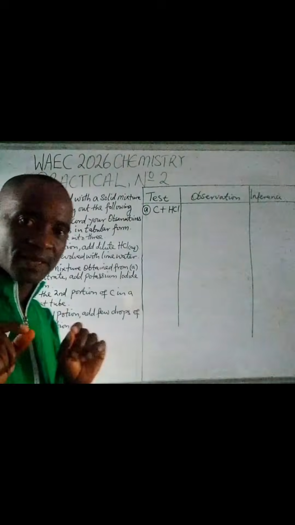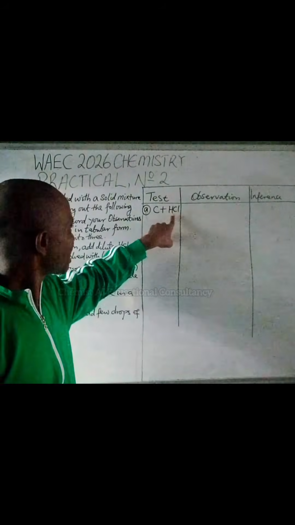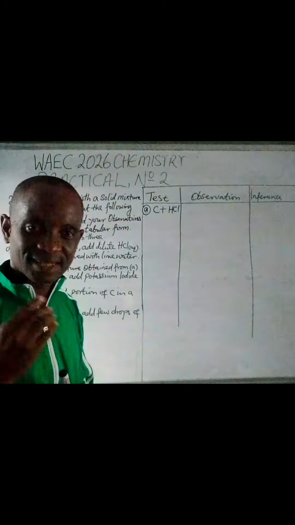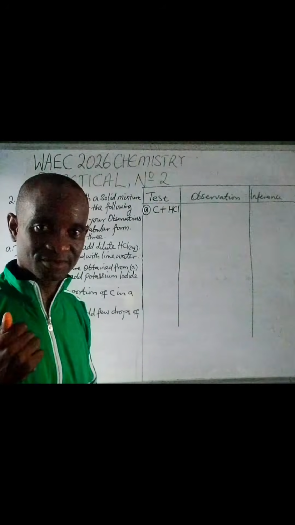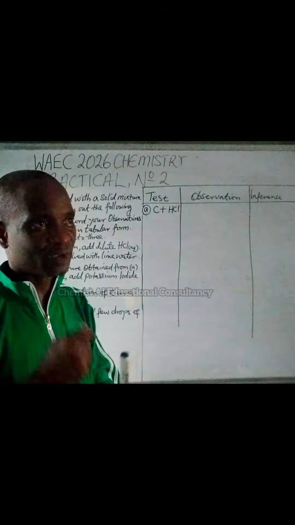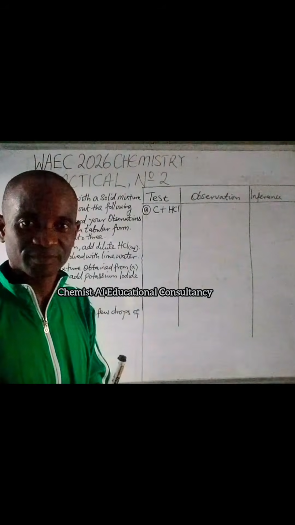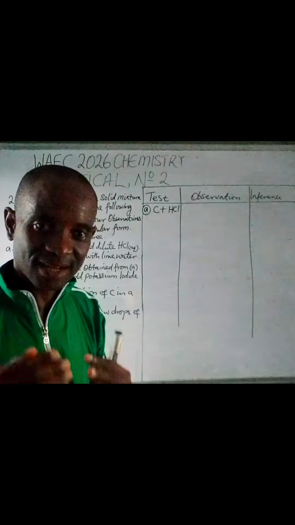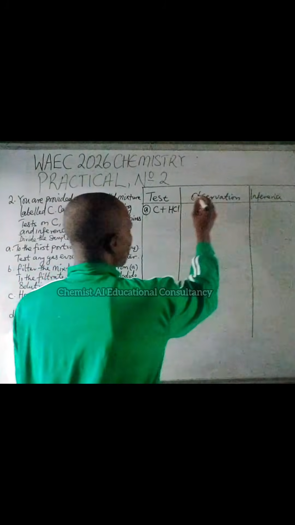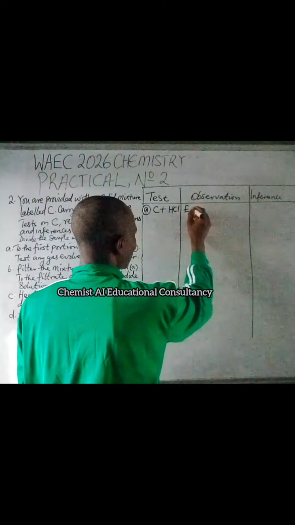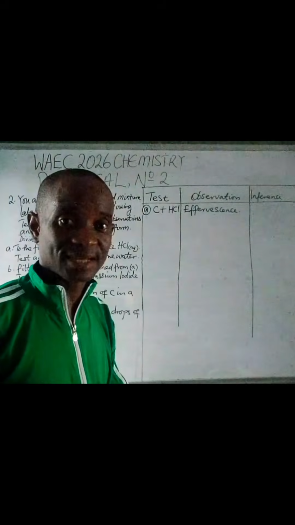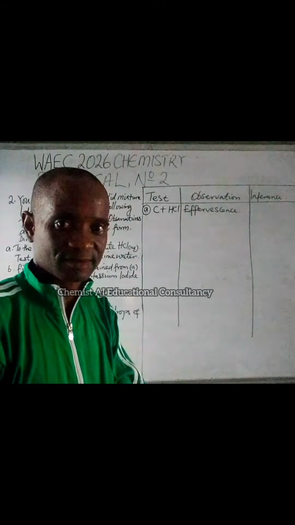So what you do is, this is A. You write C plus HCl. Because carbon 4 oxide is involved, this HCl is going to produce an effervescence. The sound made when gas is coming out is called effervescence. Like when you open a bottle of Coke and listen, you hear shh. It is called fizzling sound. So you observe effervescence. Under observation, you write effervescence.